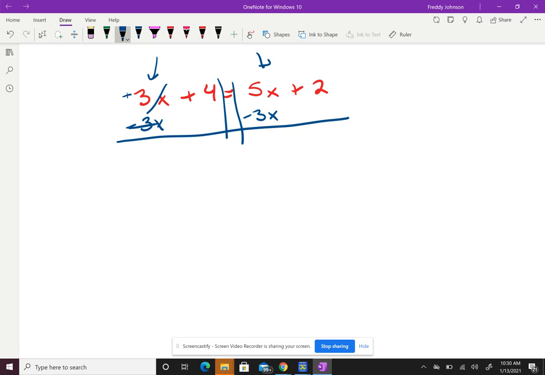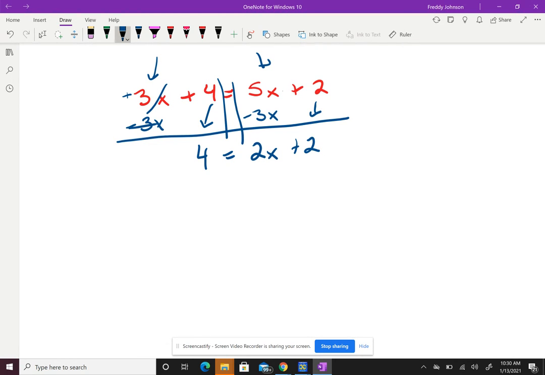These cross out, and I'm left with 4 equals. These are gone, so I bring the 4 straight down. I get 5x minus 3x. That is 2x. Opposite signs tell you to subtract. Keep the bigger number's sign, keep the variable, and we did not touch the 2. So that's what we're talking about with variables on both sides.